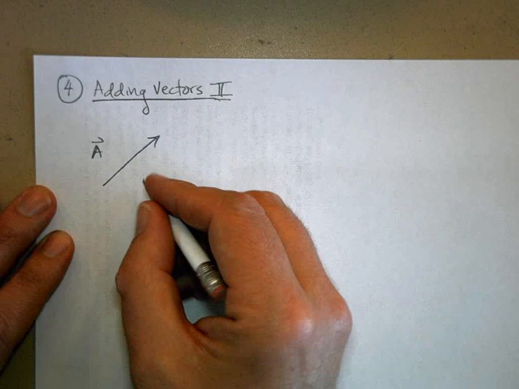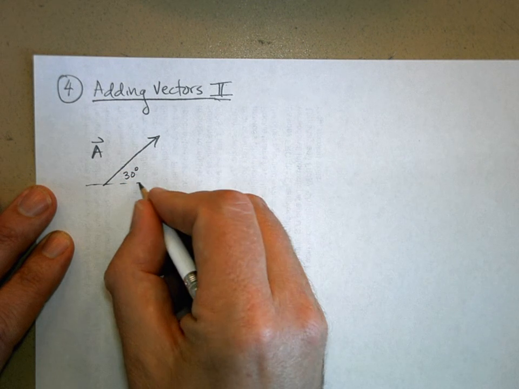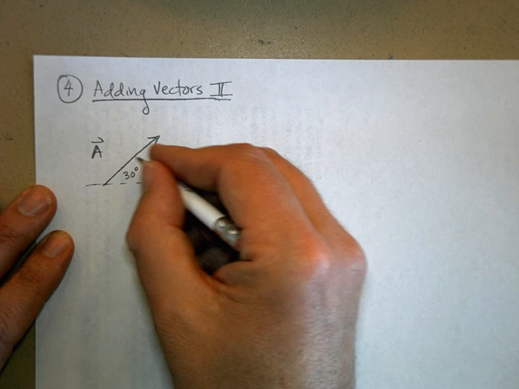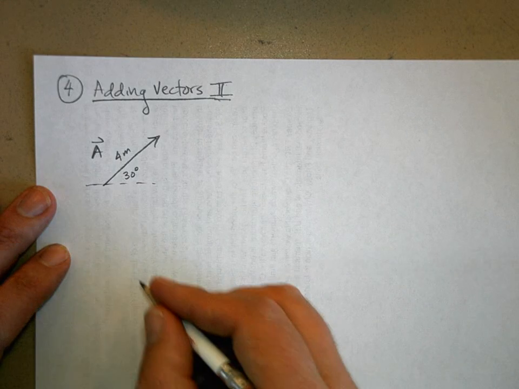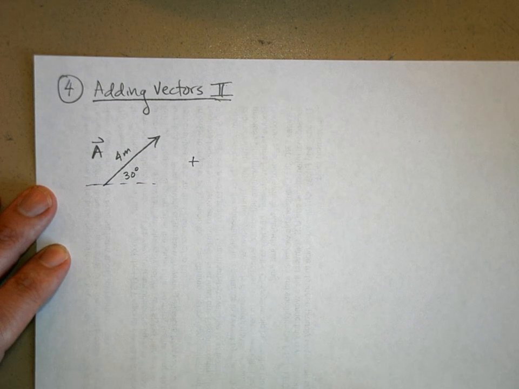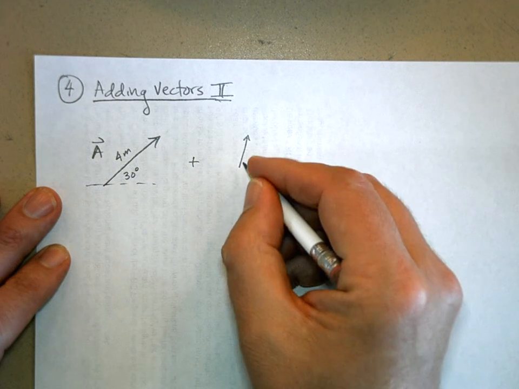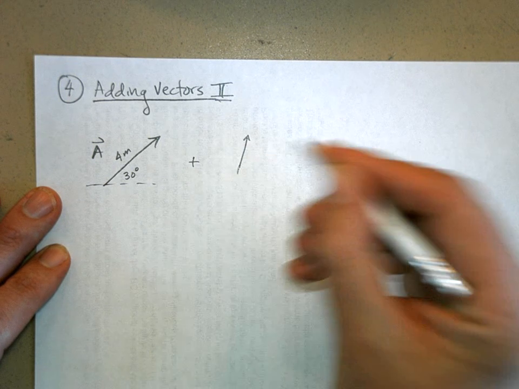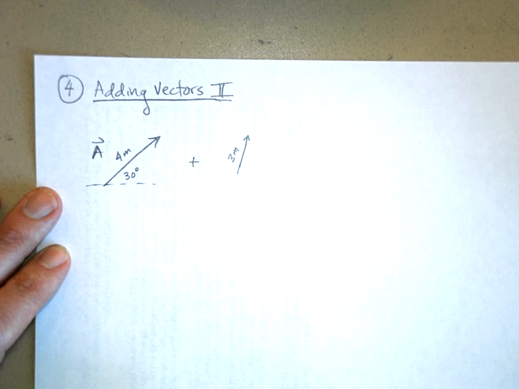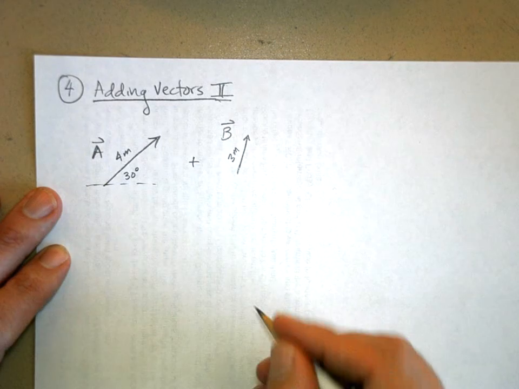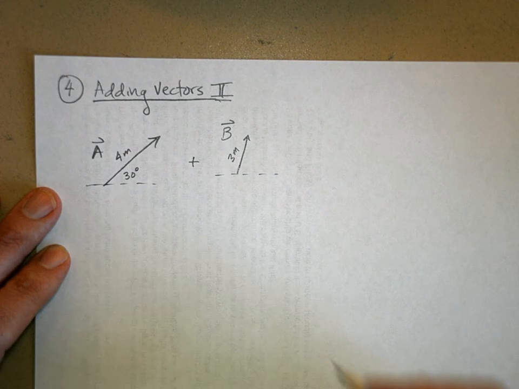And let's give it an angle. Let's say it's like 30 degrees. And let's give it a magnitude of 4. Let's say 4 meters. And then we're going to add this to vector B. Well, let's give vector B an angle like that. And let's say we'll make it 3 meters long. So this is vector B. And I'm just making this up as I go along. So some of you with calculators, get ready. I'm going to ask you to do some calculations for me.